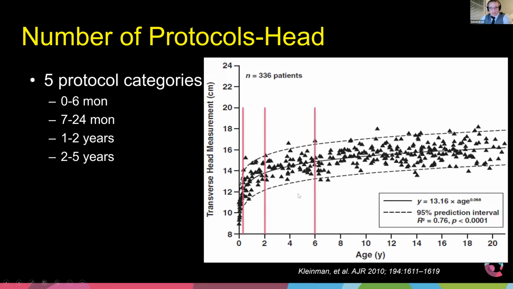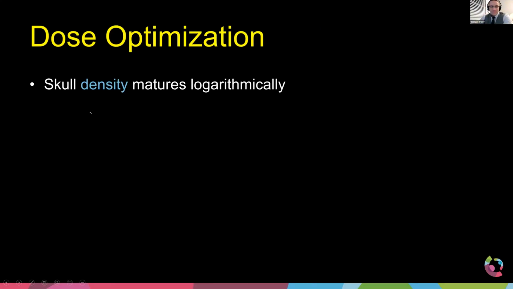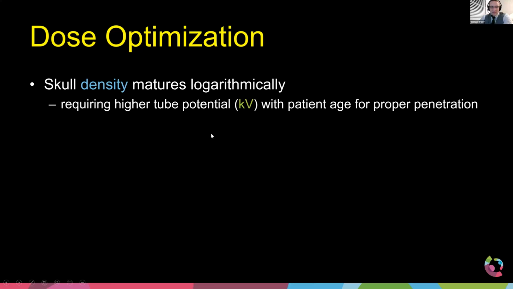And then the next one is 2 through 5 years, so up to 6 years, and then everything beyond that. So the most change happens at that really young age. But as we get a little older, basically after 2 years old, there's not a lot of change in the overall diameter of our head. And then, as I mentioned, skull density matters, and it matures logarithmically too.